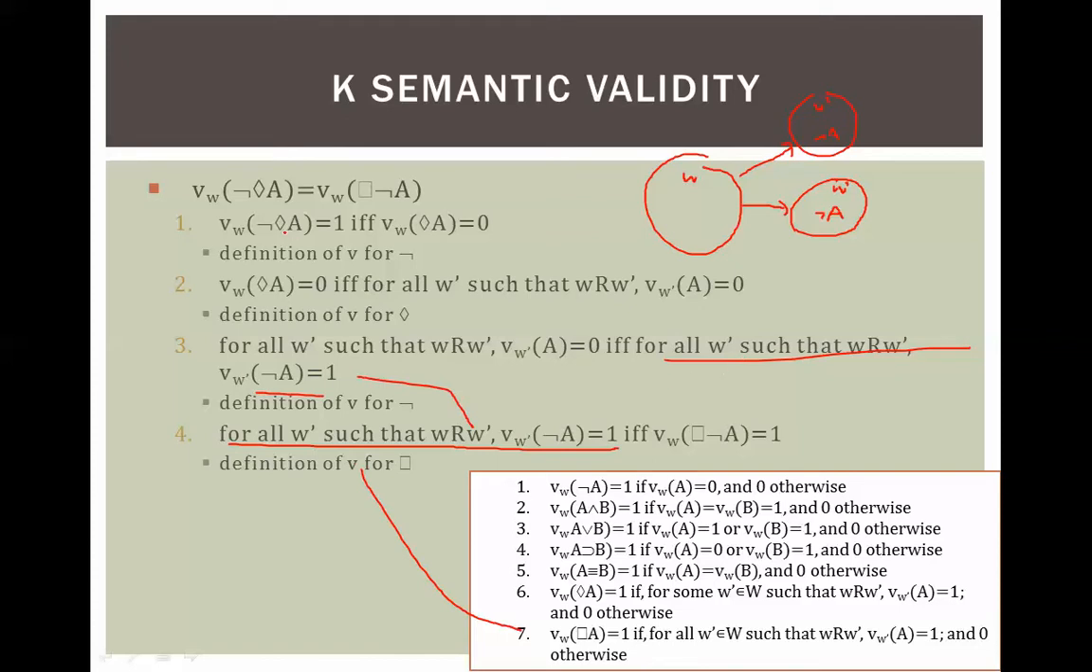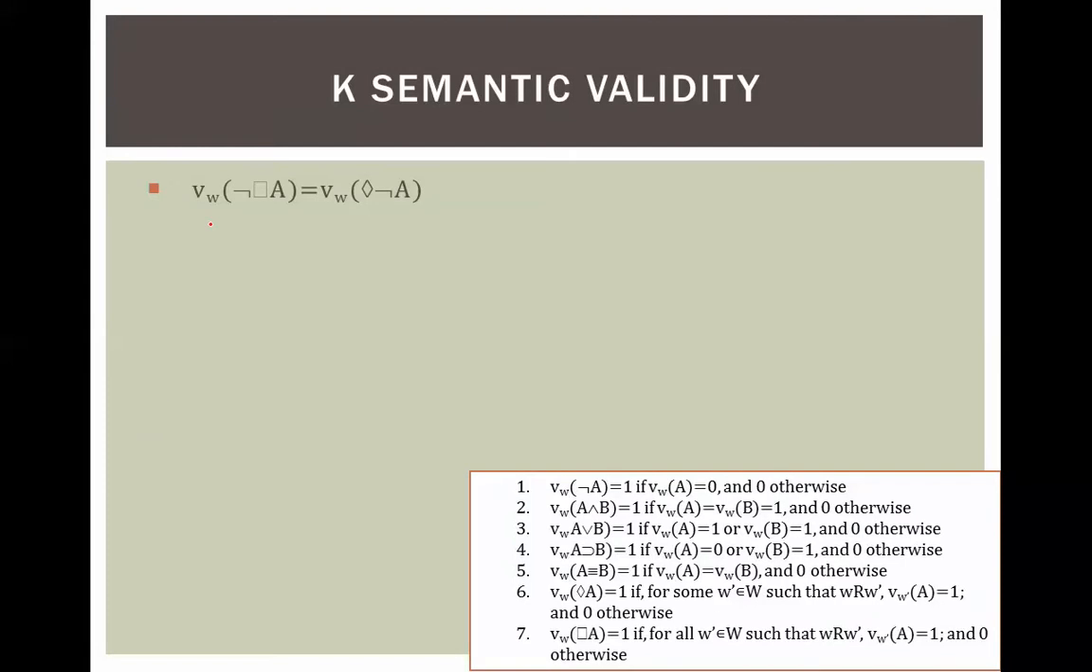So notice how this proof goes down. It's like the transitive property, right? So not possibly A is 1 if and only if this, and if and only if that, and if and only if this. So at the end of the day, you get this if and only if that, and that's what this says right here. So the truth value at W of not possibly A is 1 if and only if the truth value at W of necessarily not A is 1.